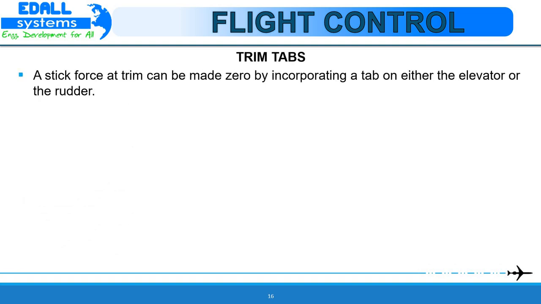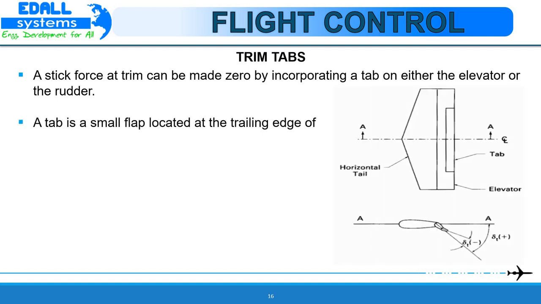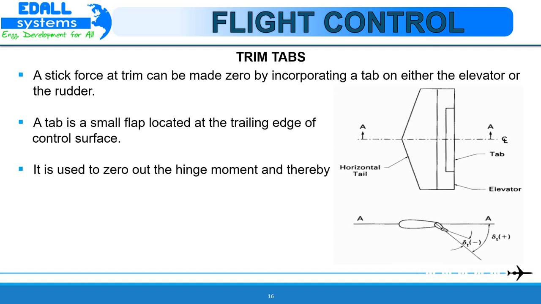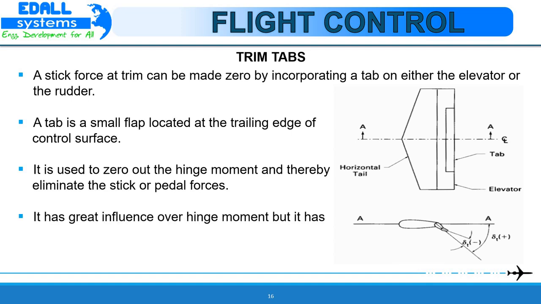A stick force at trim can be made zero by incorporating a tab on either the elevator or the rudder. A tab is a small flap located on the trailing edge of the control surface. It is used to zero out the hinge moment and thereby eliminates the stick and the pedal force. It has great influence over the hinge moment but has less side effect on the lift produced by control surfaces.